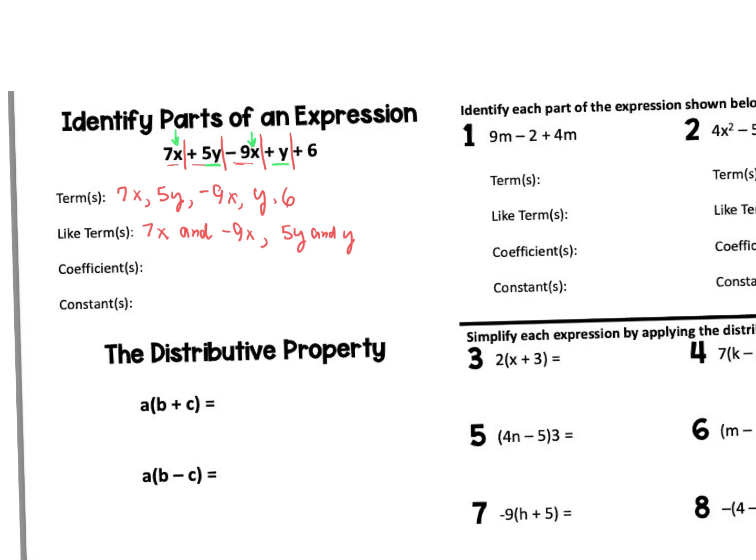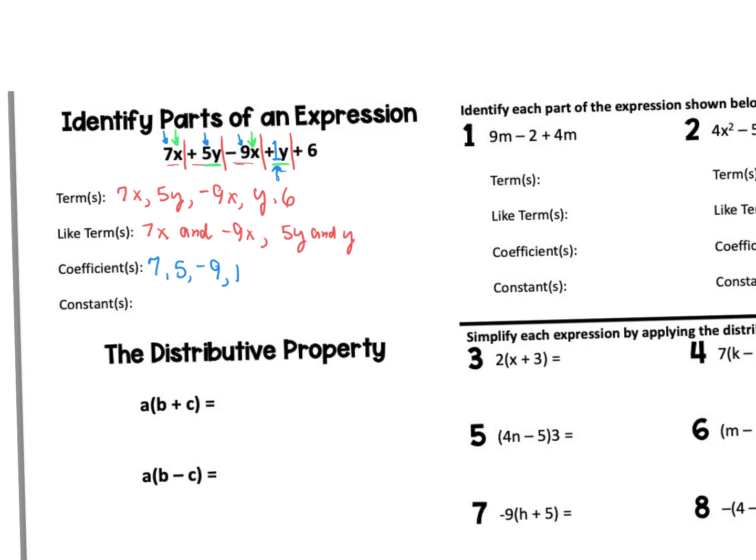When we're talking about coefficients, they are the numbers that come before the variables. And those numbers need to be alone. Now you saw I put a 1 in front of this y right here, and that is because when you have a variable that does not have a coefficient, the coefficient is automatically 1. So the coefficients here would be 7, 5, negative 9, and 1.